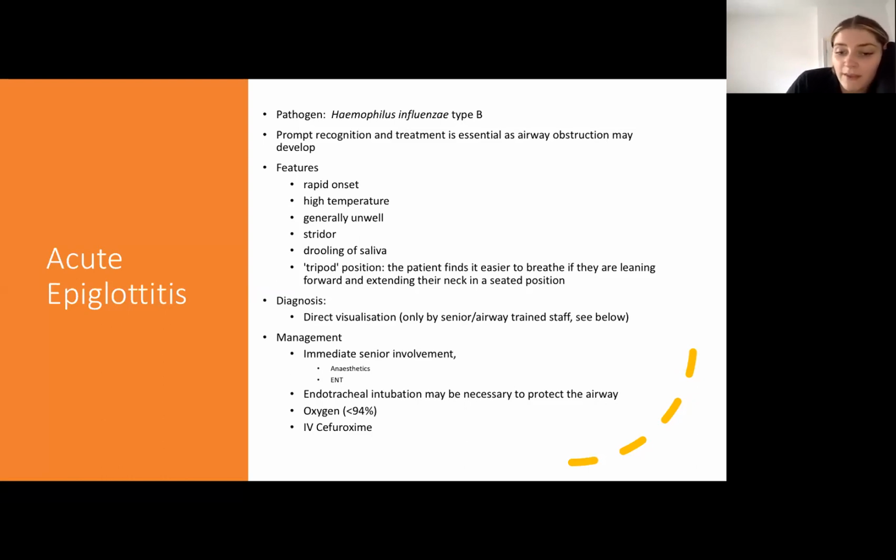You might need to intubate them to protect the airway, and you might need to give them oxygen because their airway is so obstructed that they might not be oxygenating well enough. You can give them IV cefuroxime. That's the management. But the thing to be most comfortable with is that you need to get a senior involved ASAP, and knowing the signs, because you wouldn't really need to manage this yourself until you're an adult.